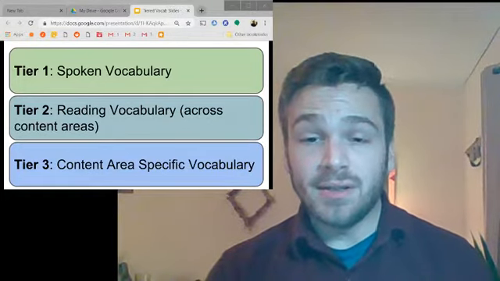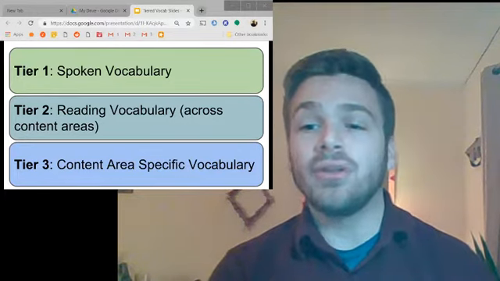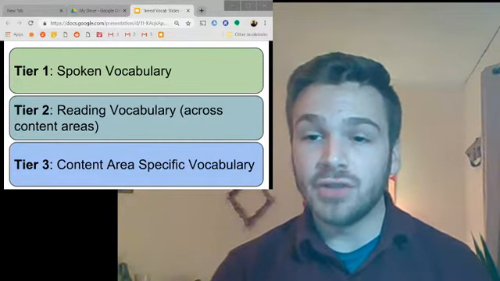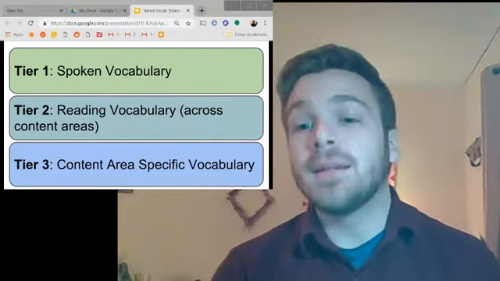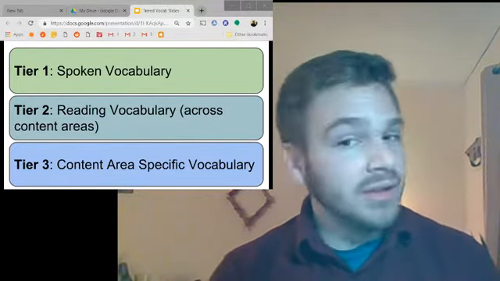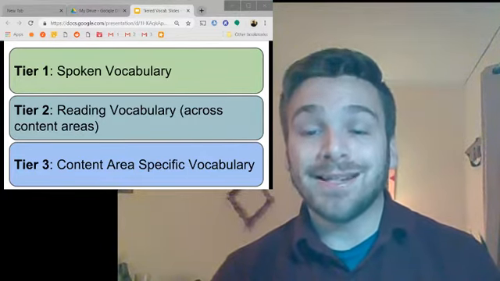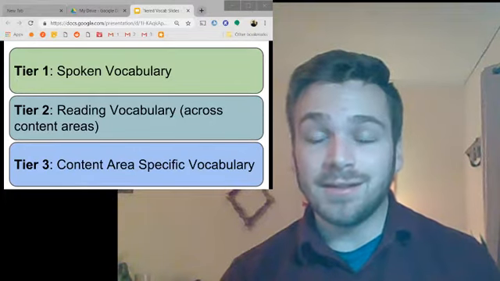That's what separates those words from Tier 3. In Tier 3, we're talking about words that only show up in one subject. An example of a Tier 3 word would be Ohm's Law. I would only ever think of hearing Ohm's Law in a physics class. So that's a content area specific piece of vocabulary.